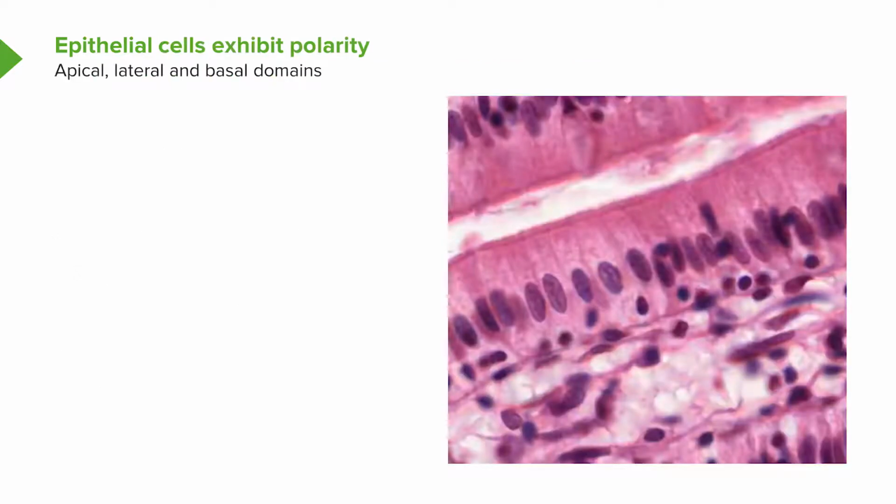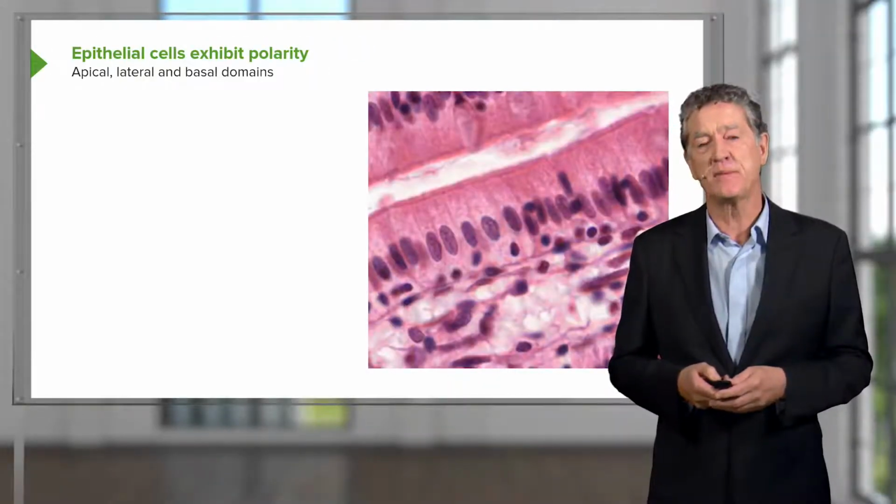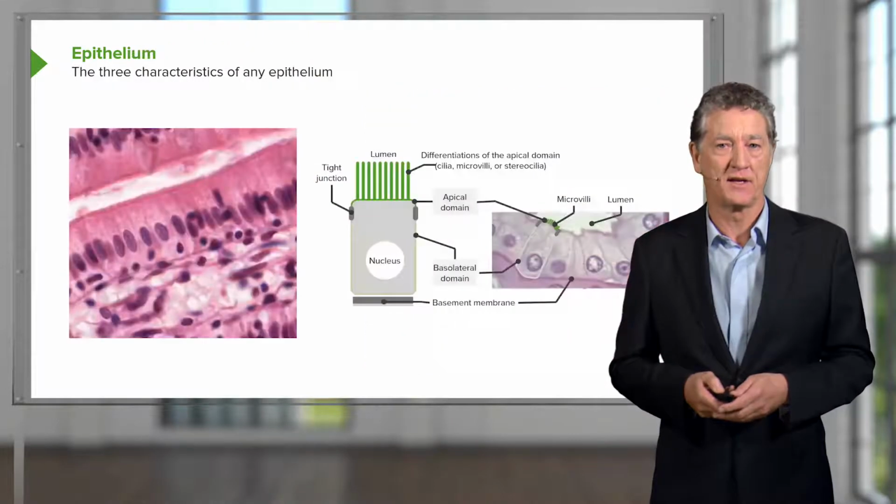I mentioned earlier when I spoke about the three characteristics of epithelia that they have an apex, that they have a lateral border, and they sit on a basement membrane. So these cells have polarity. Recall from an earlier part of this lecture, I explained that epithelial cells exhibit polarity, and that means they have apical surfaces or apical domains, they have lateral domains and basal domains.